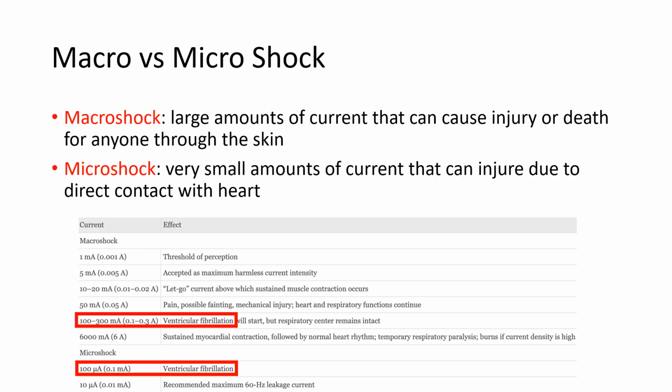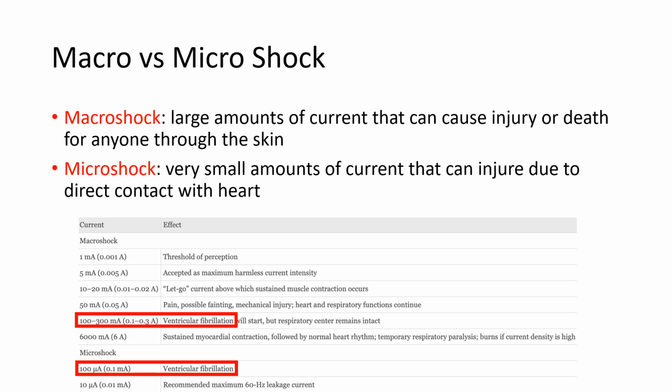When we talk about electrical shock, there are two types, macro and microshock. The difference is the amount of current. Macroshock is caused by large amounts of current that can cause injury or death for anyone through the skin. This chart gives you an example of different amounts of shock. 1 milliamp is the lowest point where we can perceive a shock, up to 10 milliamps where you would be unable to let go due to sustained muscle contraction. 100 milliamps will cause ventricular fibrillation.